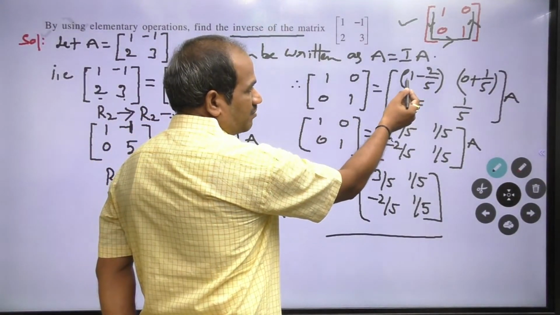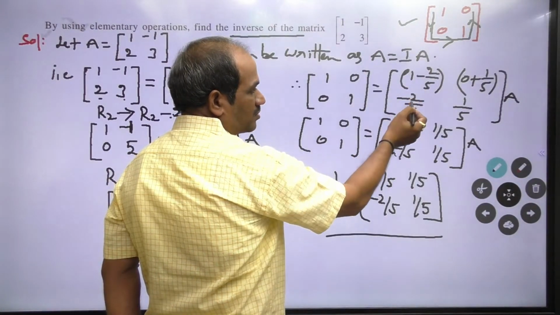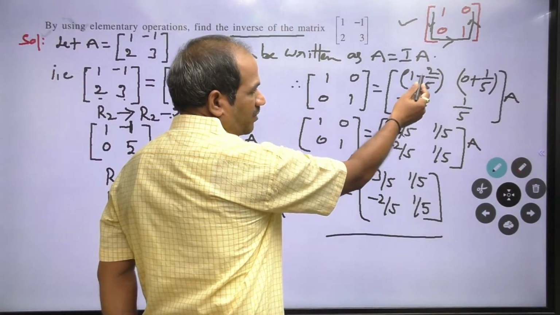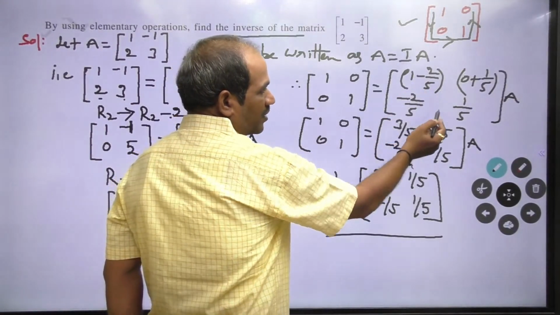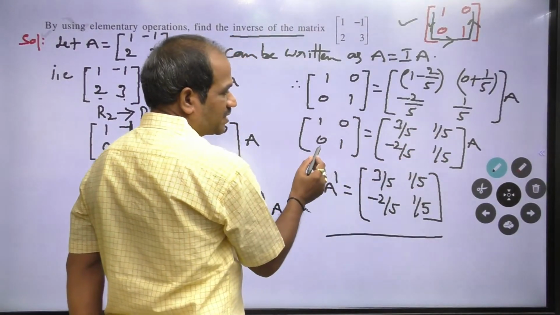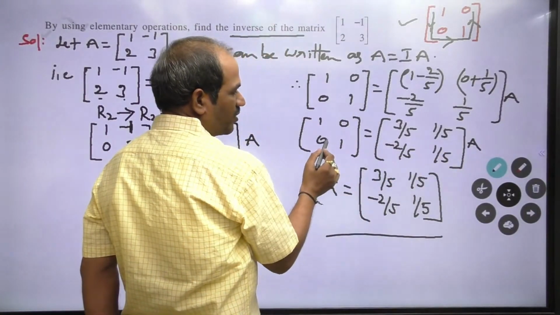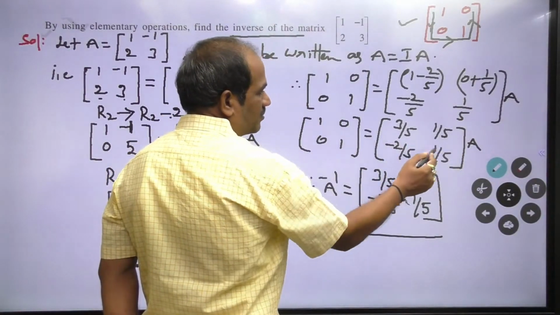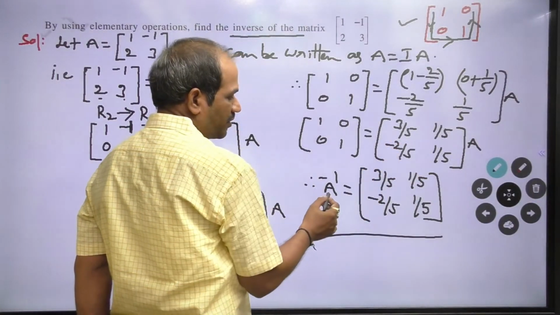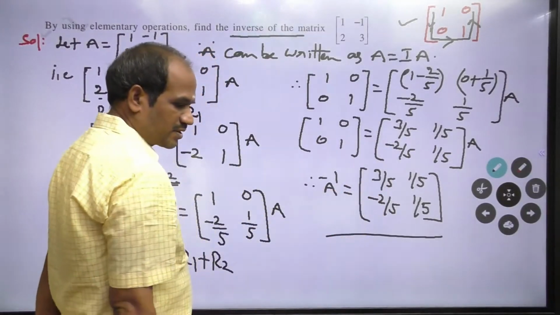Take LCM here: minus 5, 5 minus 2, that is minus 2 by 5; 5 minus 2, 3 by 5. Next this element is 1 by 5, second row same. So it is of the form I is equal to B into A form. So here B will be the inverse of A. Therefore A inverse is equal to this matrix.